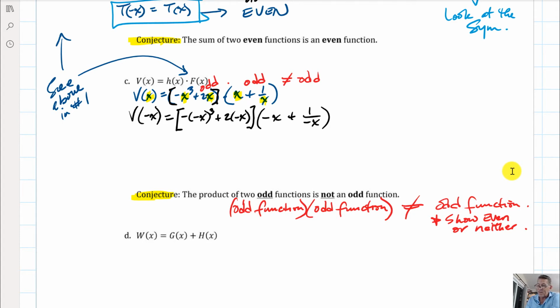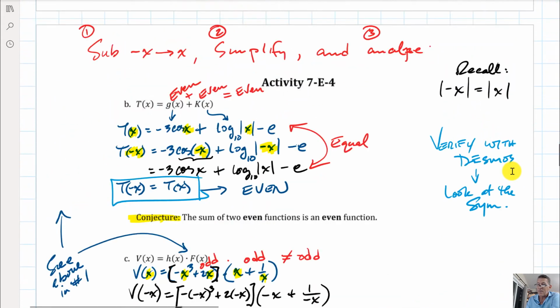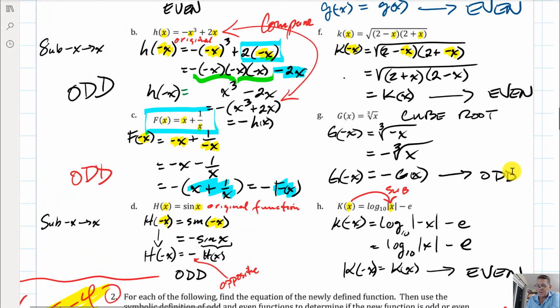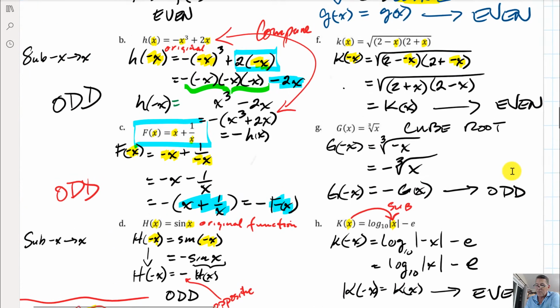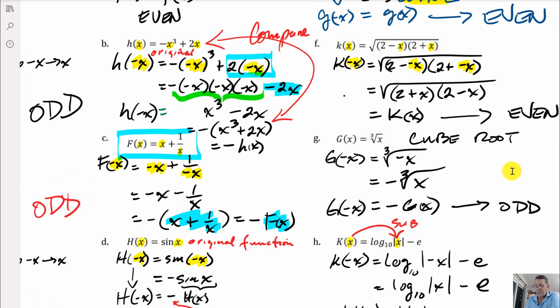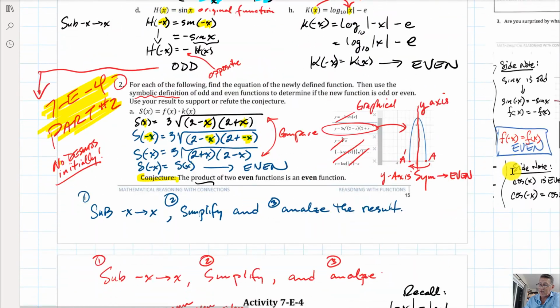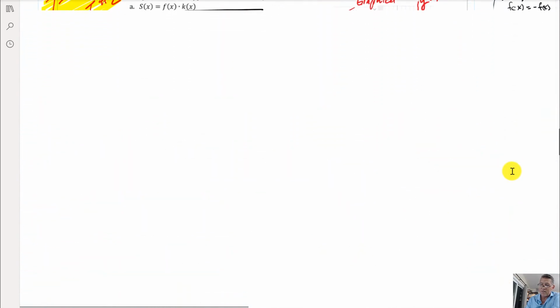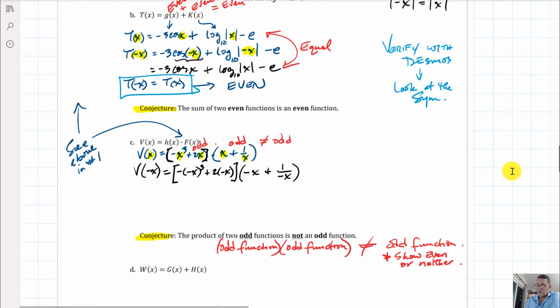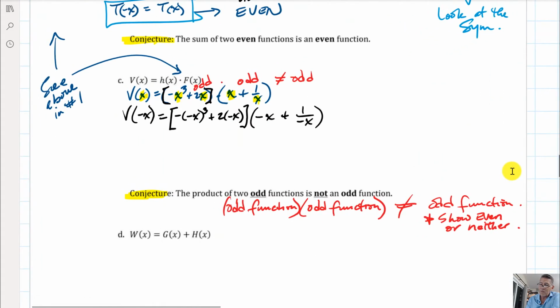And guess what? We've done this before. I did that up here in the previous activity, in part B and C. I did both of them. So if you're not following me here, go back and look at what we've done in the prior lesson, because you're supposed to learn from prior lessons and then apply what you know. That's called learning.